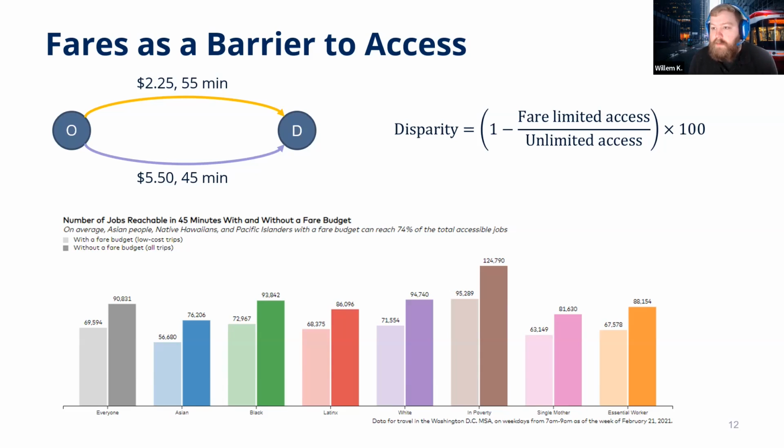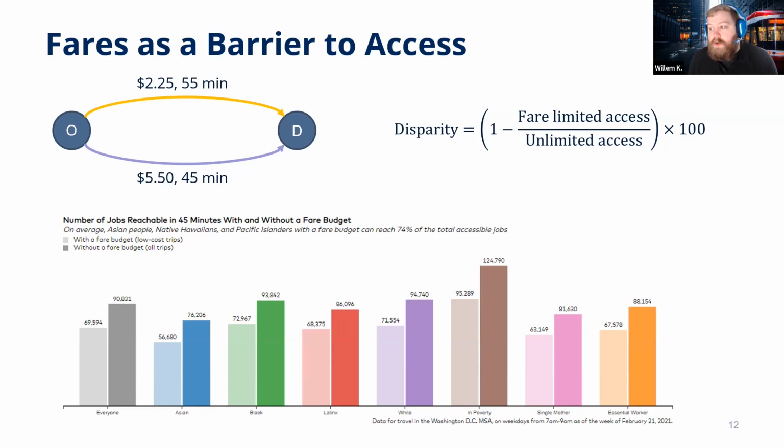If you're trying to get from an origin to a destination, you may have 2 different options. So here on the bottom, you have a more expensive option that takes less time, and a less expensive option on the top that takes more time. And so if you can reach your destination within a specified travel time, say 60 minutes or 45 minutes, and within a specified fare, then we can include that measure in what we call the fare limited access. And then you can calculate the ratio.